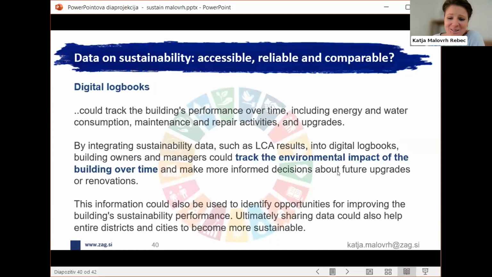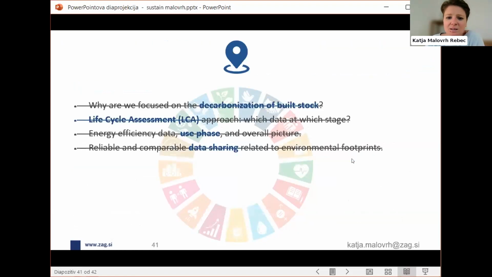And then the last thing, but probably the most important, is the digital logbooks. So we could track the building's performance over time and include energy and water consumption, maintenance, repair plans, and so on, and all these activities and upgrades. By integrating such data, we could track the environmental impact of the building over time. This information could be used to identify opportunities. And ultimately, by sharing data, we could also help entire districts or cities to become more sustainable.